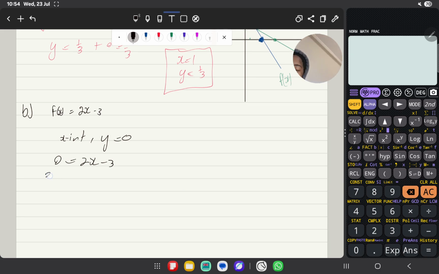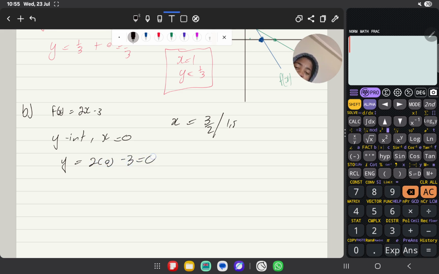For the x-intercept, y equals 0, so you have 3 equals 2x, you divide by 2, and then x is 3 over 2, right? So x is 3 over 2, or 1.5. For the y-intercept, you have y equals 2 times 0, minus 3, so y equals minus 3, right?